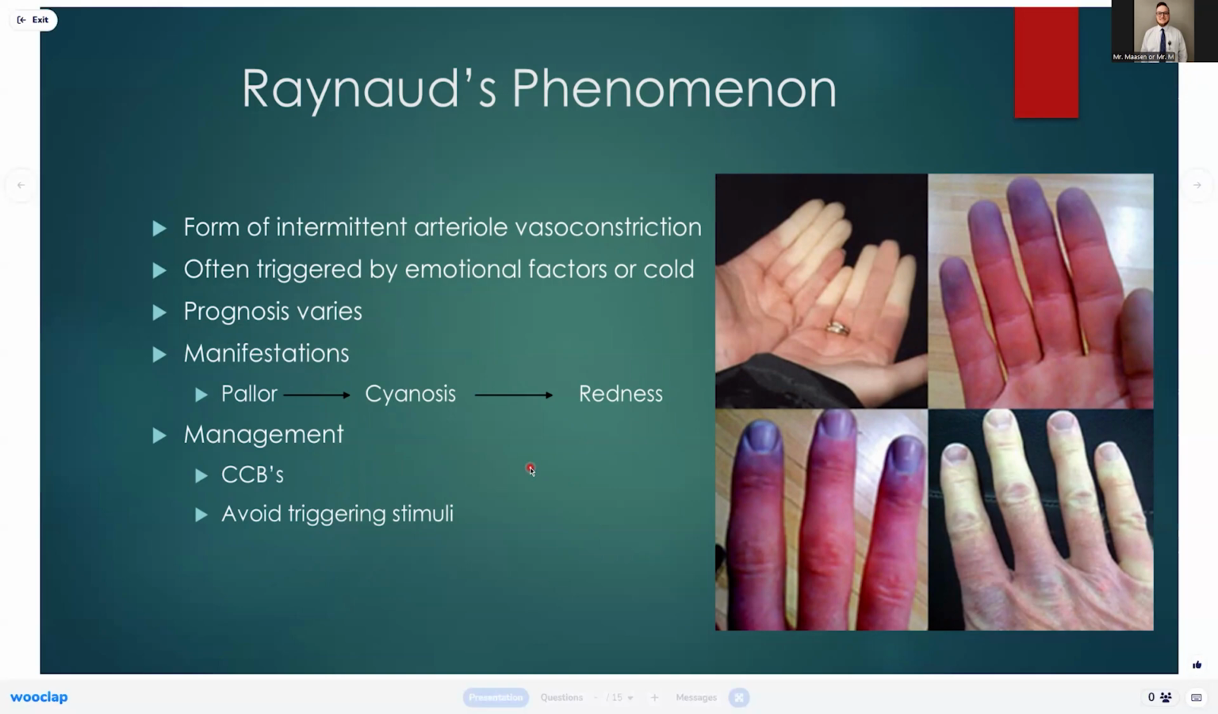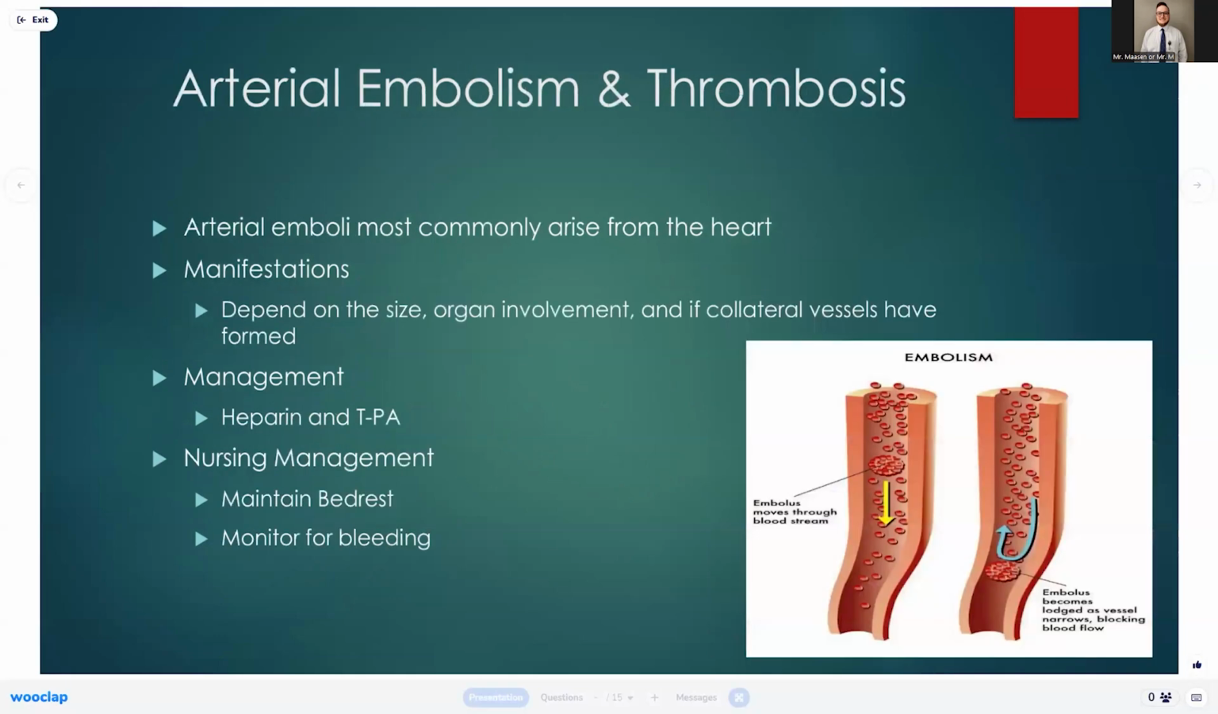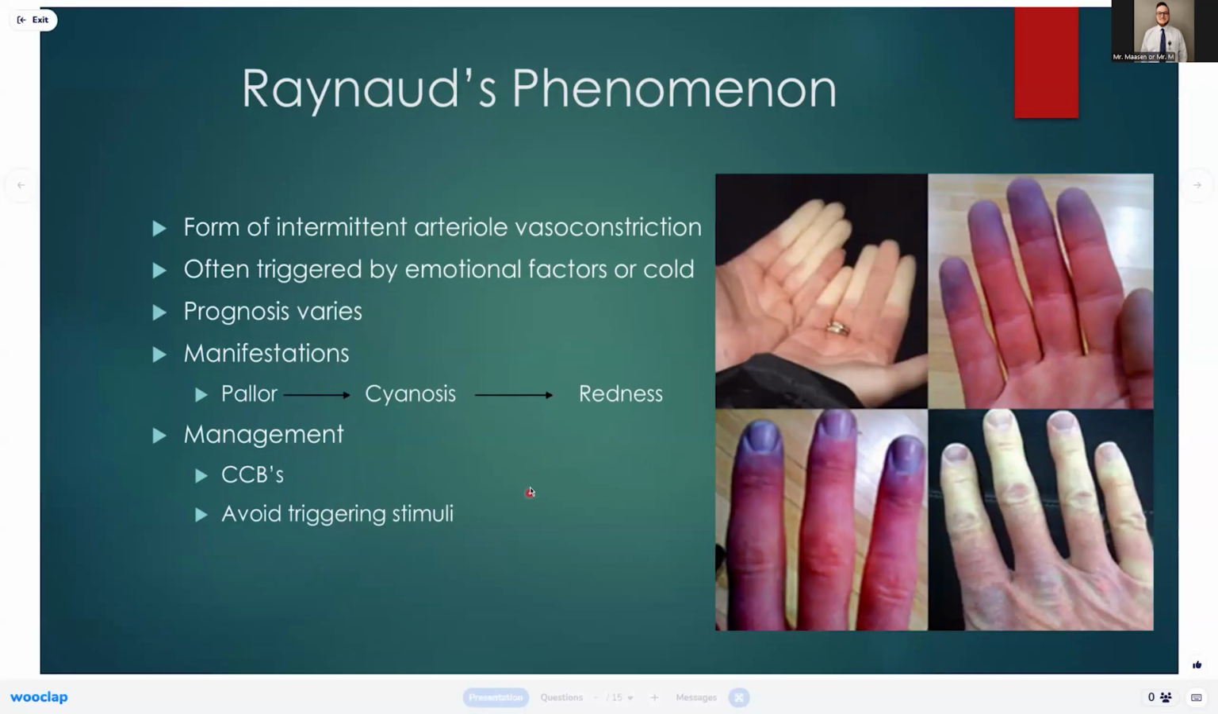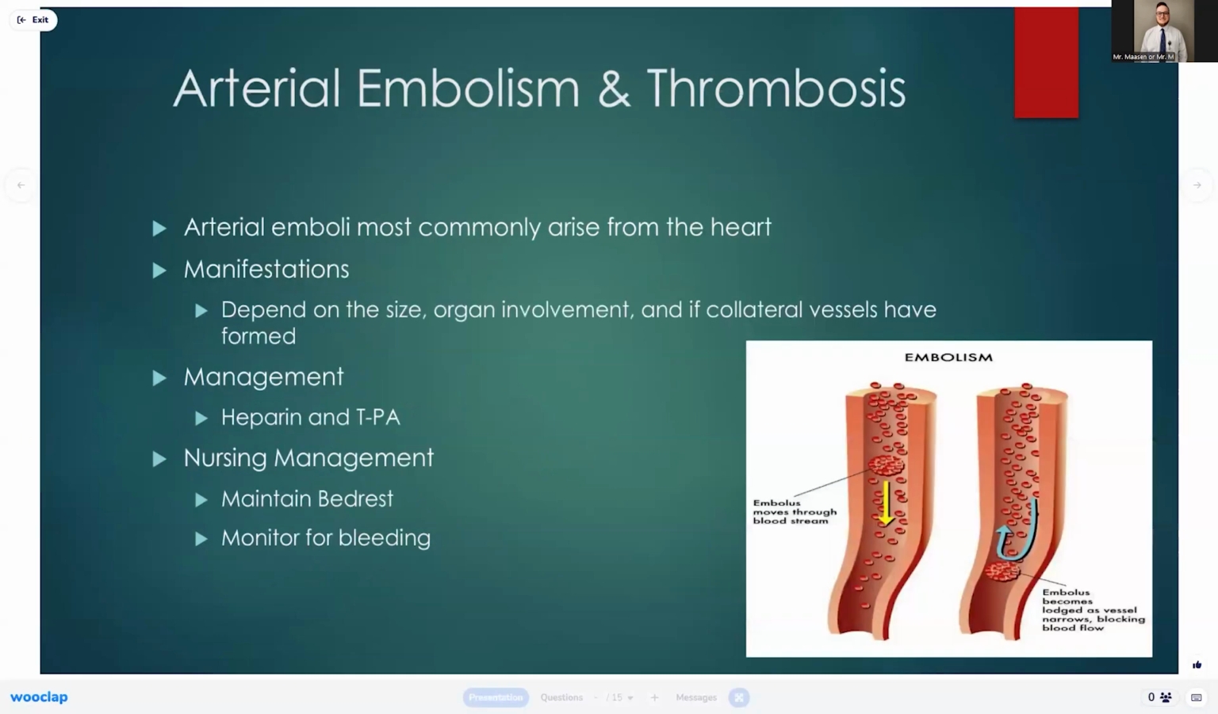But Raynaud's phenomenon or disease is triggered more with emotional responses and triggered with like going out in the cold. And the manifestations are that people are going to have this abnormal pallor of their distal fingertips or distal toes. It's going to be always distal, where the smallest blood vessels are. And then it could lead into cyanosis and that rubor, that redness that happens like this. So they want to control blood pressure and avoid triggering stimuli. So for Raynaud's, it's avoid the cold, avoid stress factors to try and alleviate the outburst or the exacerbation of Raynaud's.